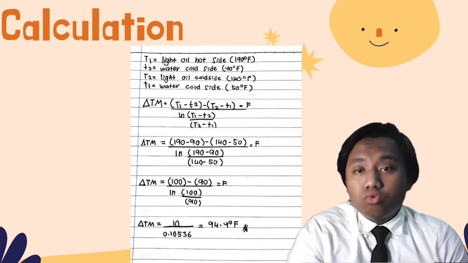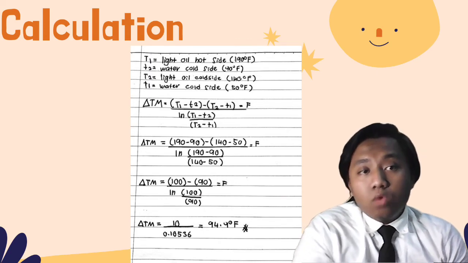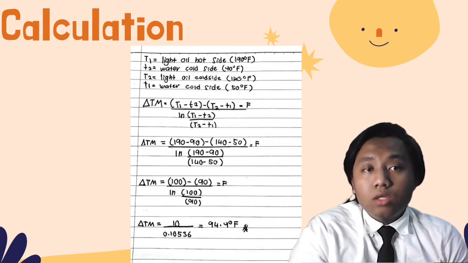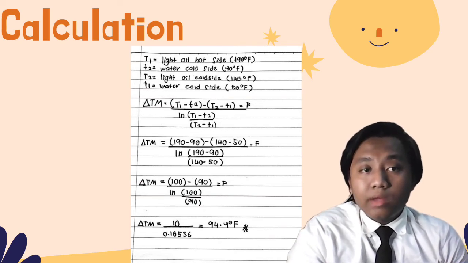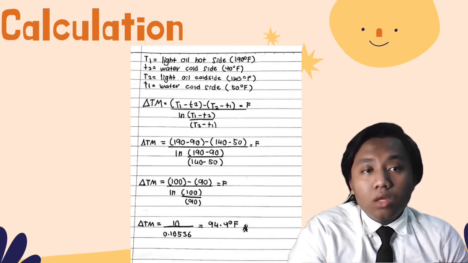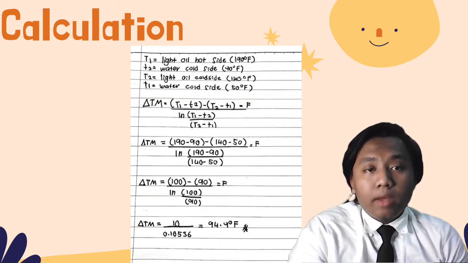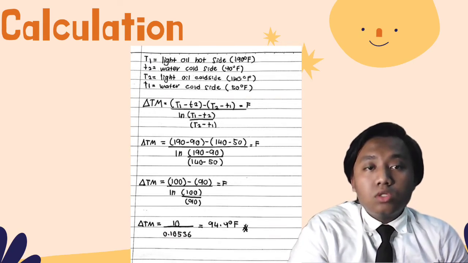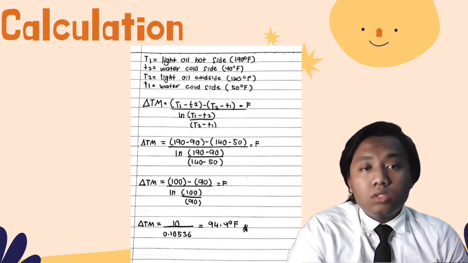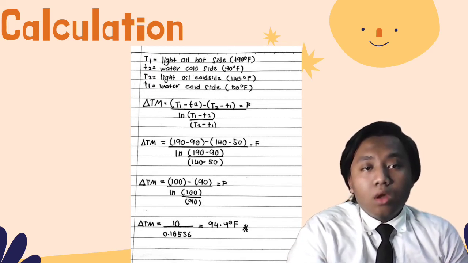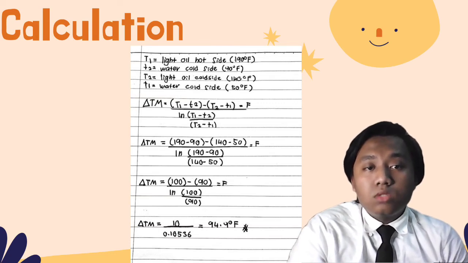For the solution, T1 is the light oil hot side, t2 is the water cool side, T2 is the light oil cool side, and t1 is the water cool side. The formula is ΔTm equals (T1 minus t2) minus (T2 minus t1) over ln of (T1 minus t2) per (T2 minus t1).